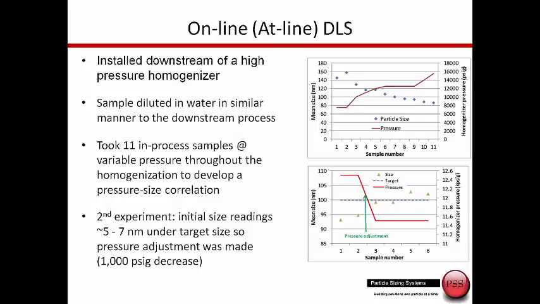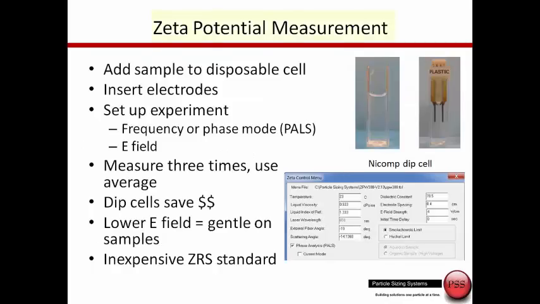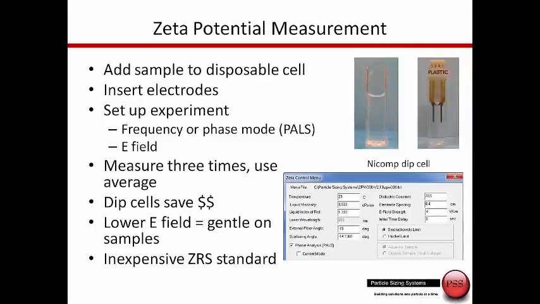online measurements. The system can also be configured to measure zeta potential, which is a measure of the charge on the surface of particles. This is an easy measurement to make. The way we do it is we take a plastic disposable cell, fill it 3/4 with the sample, insert our dip cell, and then these electrodes are going to apply the electric field, and we take the measurement right here.